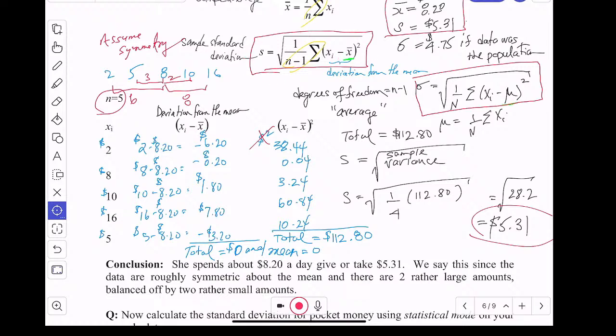It's the average of the deviations from the mean, but because we put an estimate inside of an estimate, we lose a degree of freedom, so we're dividing by n minus 1, but it's still sort of an average, with the assumption inherent that we believe the data is symmetric, or we're assuming it is. So now what do we do with this number? What does 5.31 mean?